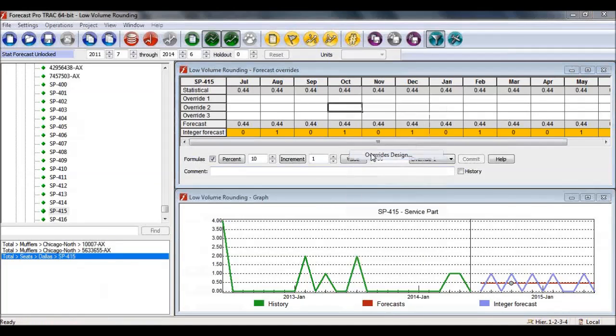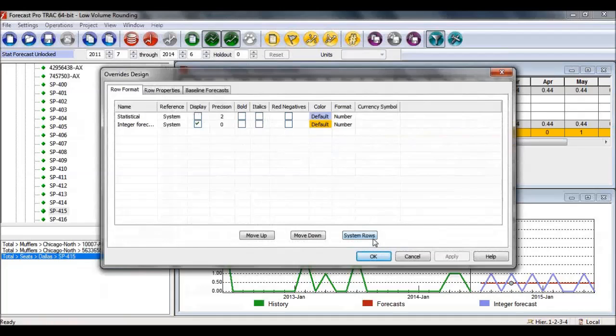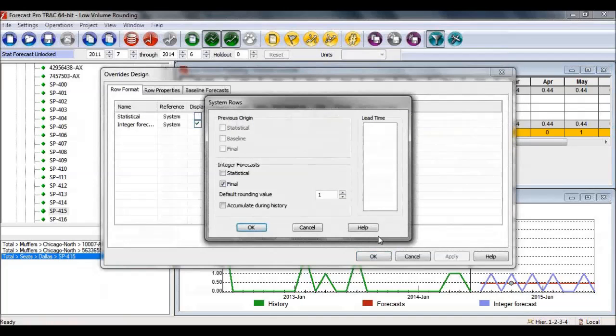So within our new rounding feature here in our system rows section, when we bring up our system rows, we actually can show what we are rounding. We can round the statistical forecast, we can round the final forecast. We can also set a default value from which it will round. The program defaults to 1, so that if you don't provide it with any sort of number, it will round to the nearest whole number.